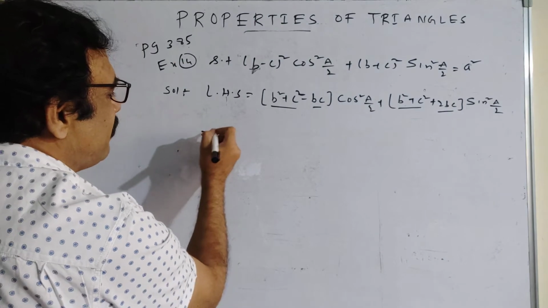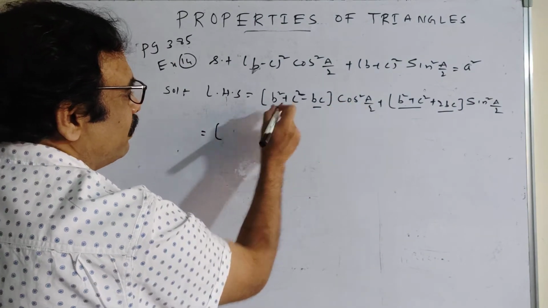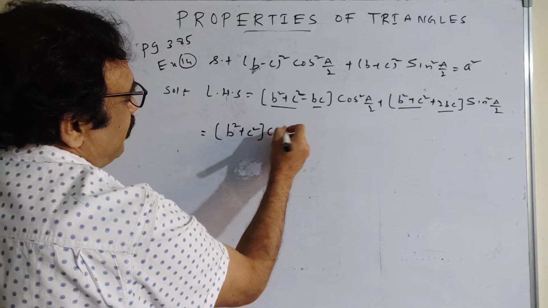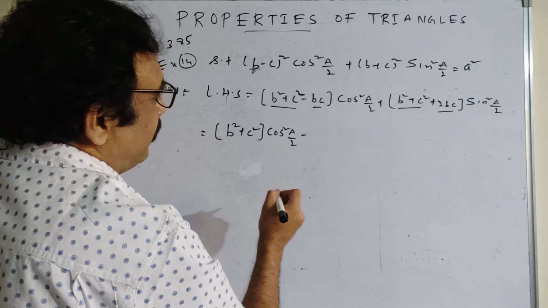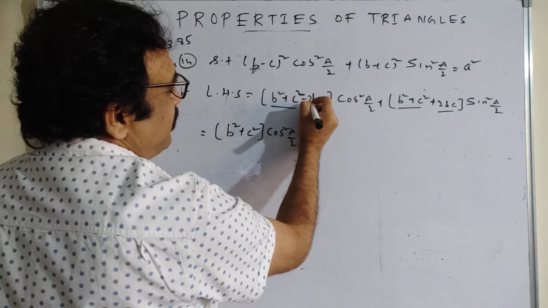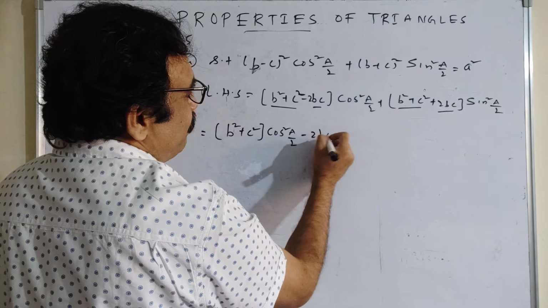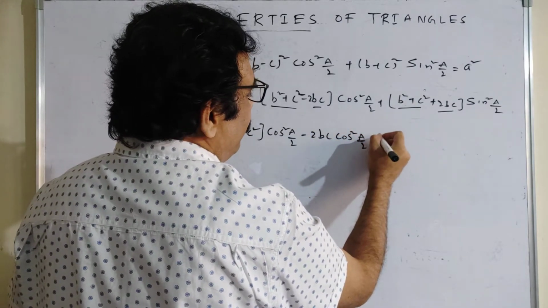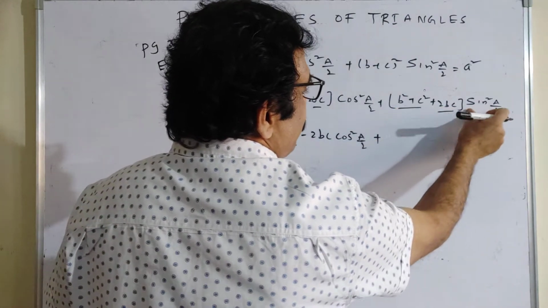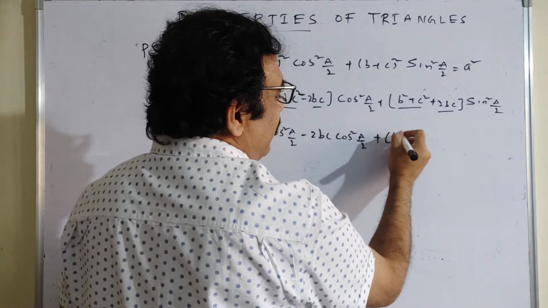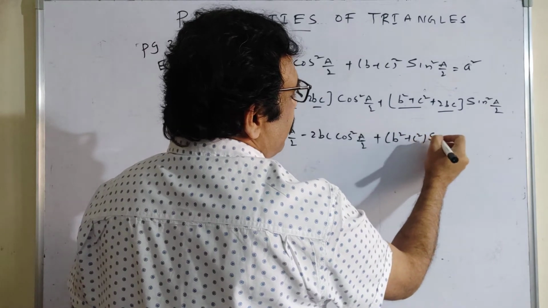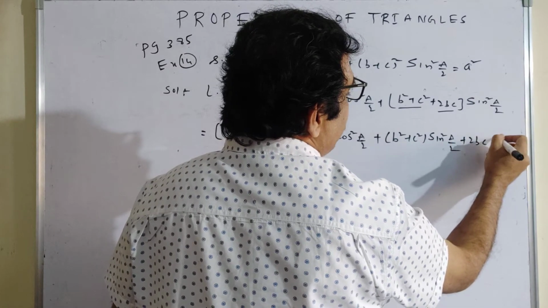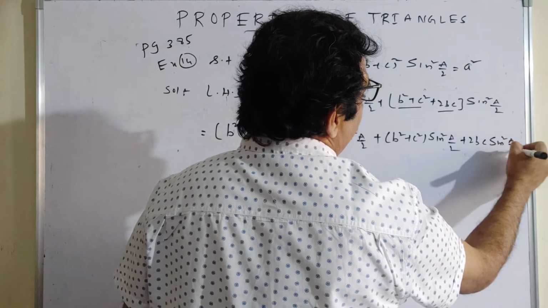What I'll do is, first when I'm multiplying with cos square A by 2, I'll be multiplying with b square plus c square, plus c square into cos square A by 2 minus 2bc, and here you will be writing minus 2bc into cos square A by 2, and here you are going to write, now b square plus c square should be multiplied with sine square A by 2. I'll be writing b square plus c square into sine square A by 2, and this is nothing but 2bc into sine square A by 2.